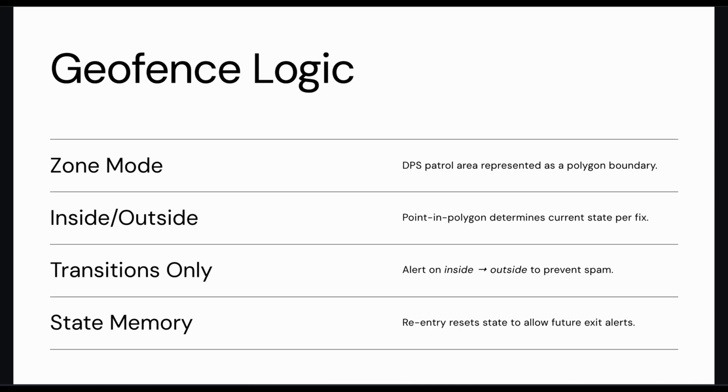Then there is the geofence logic. Our zone is modeled as a polygon of the DPS boundary. Each new location is classified as inside or outside using a point in polygon check. We alert only on the transition from inside to outside to avoid spam. We also track state, so re-entry resets things for the next valid exit.